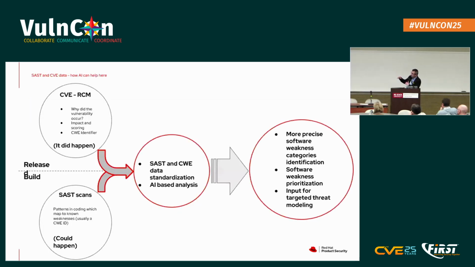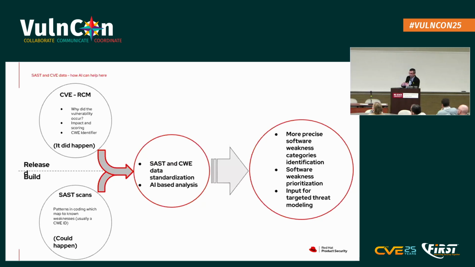In this case, I divided this diagram in two. On top is what was already released. This is the reactive work and data that we have publicly available. On the bottom is build time, all tests that are executed as a part of the build process.